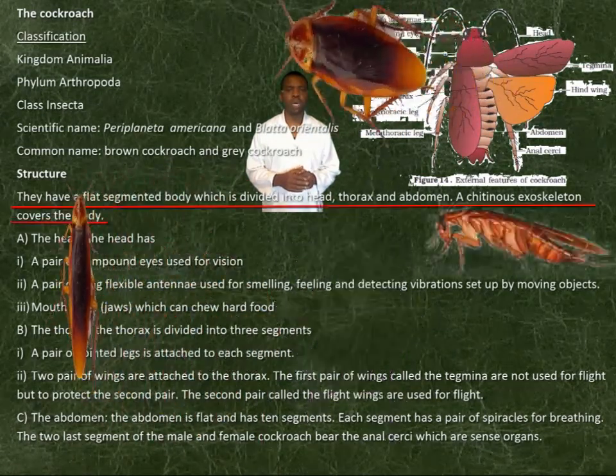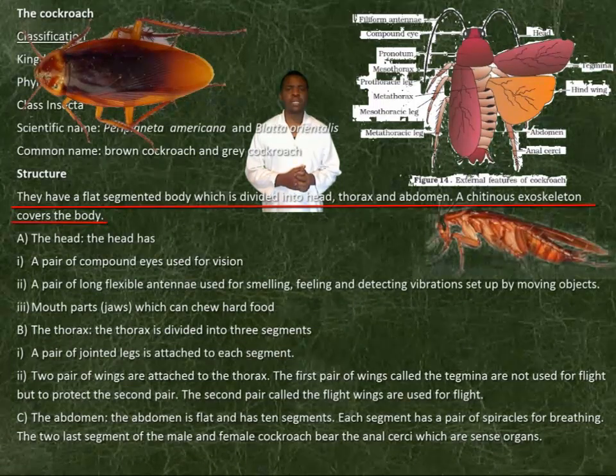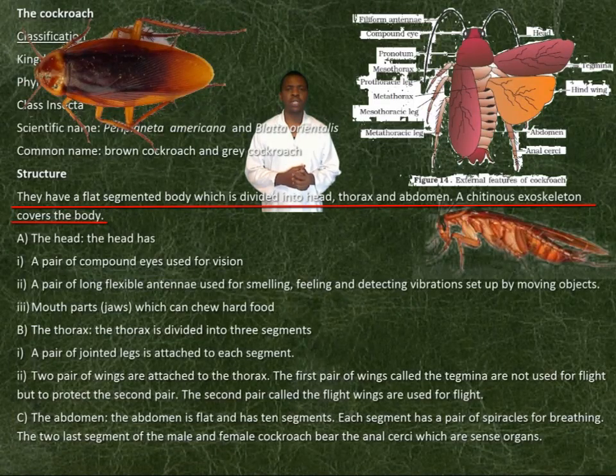Structure. They have a flat segmented body which is divided into head, thorax and abdomen. A chitinous exoskeleton covers the body.